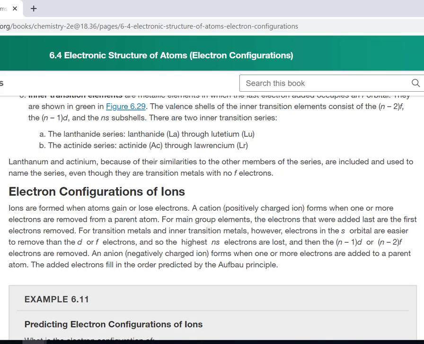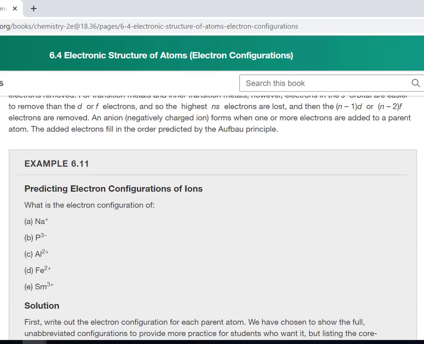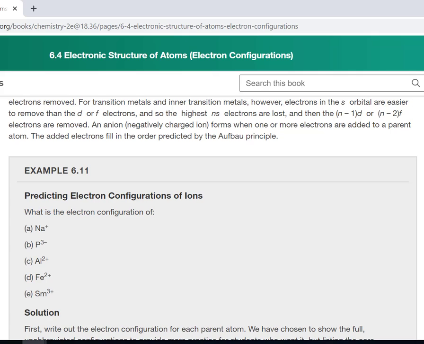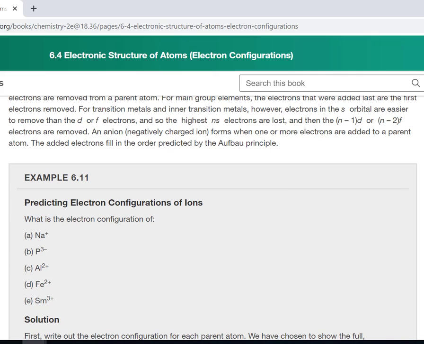A little bit trickier for transition metals because they do that a little bit differently. They will lose their s electrons before they lose their d or their f electrons. So just be aware of that. There's some practice on that here. So I'd recommend looking at that practice before completing this module.